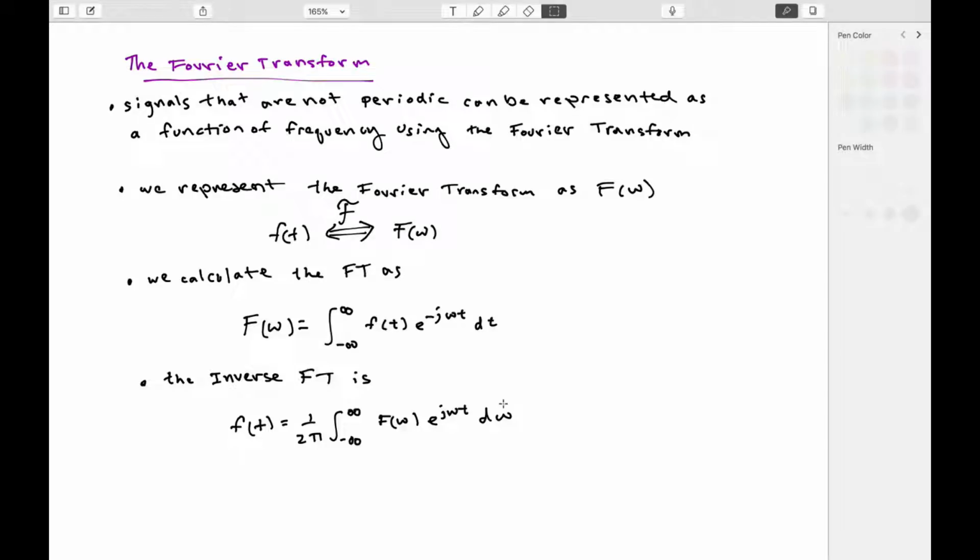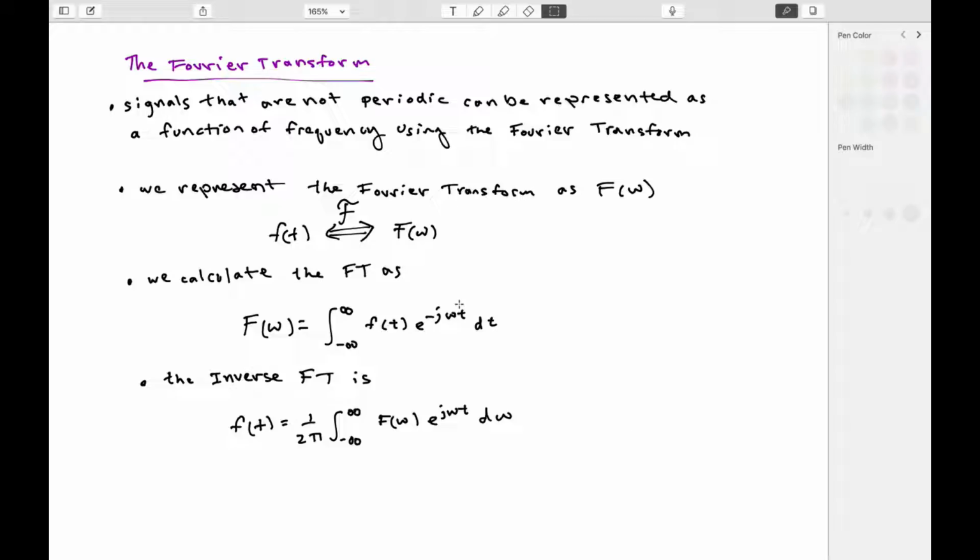In this video, I'm going to briefly introduce you to the Fourier transform. Signals that are not periodic can be represented as a function of frequency using the Fourier transform. So this is really useful because we can take a time domain signal and, instead of the time domain, look at the frequency content of that signal.